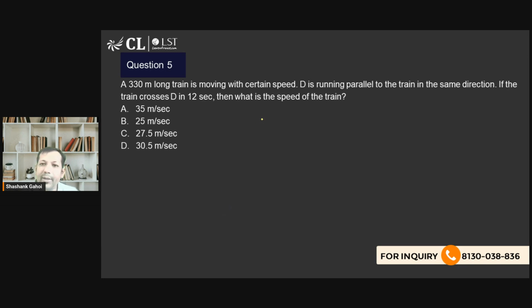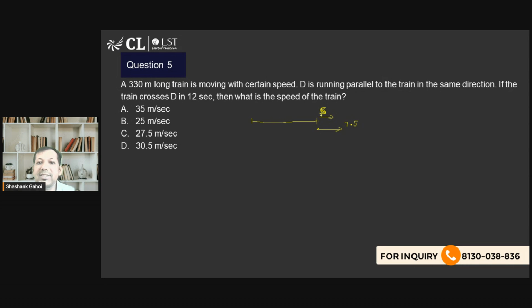If you are comfortable with relative speed, we can do it with relative speed. I would prefer not doing this question with relative speed. I can solve it with simple speed, distance is equal to speed into time. Okay. So, I am going to start like this. This is the train. The train is moving with a speed of S. Okay. D is moving with a speed of 7.5. So for the train, it is not 5, it is S.